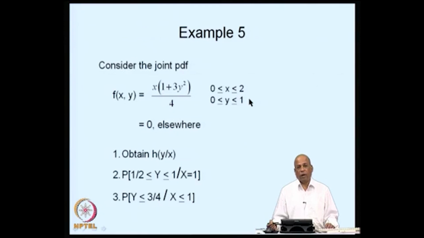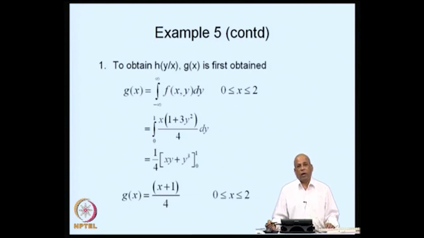Let us obtain first h of y given x, that means the conditional probability of y given x, and then from that we should be able to talk about the probability that y takes on certain values in this region, y lying in the region 1 by 2 to 1 given that x is equal to 1. We will also see how we obtain the probability of y being less than or equal to 3 by 4 given that x belongs to a region defined by x less than or equal to 1.